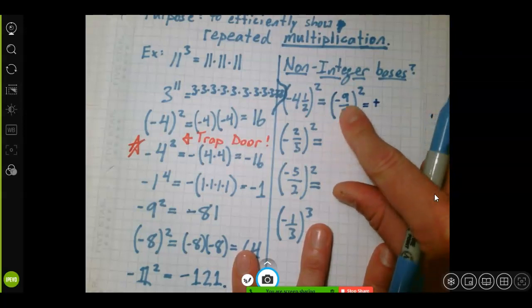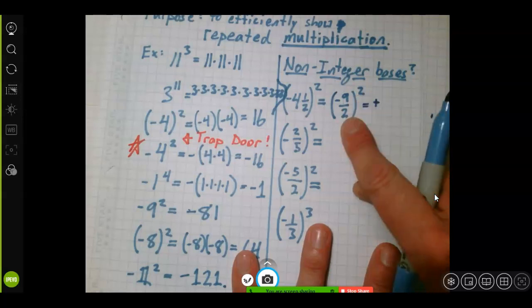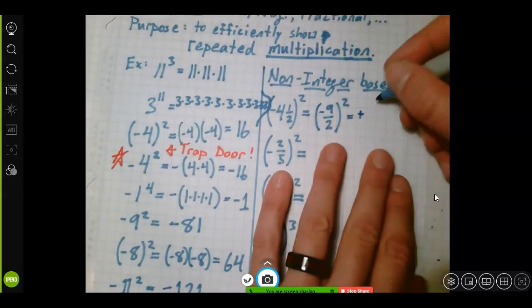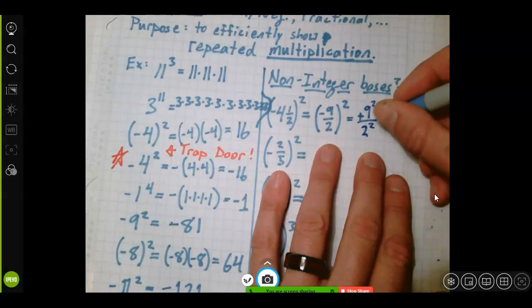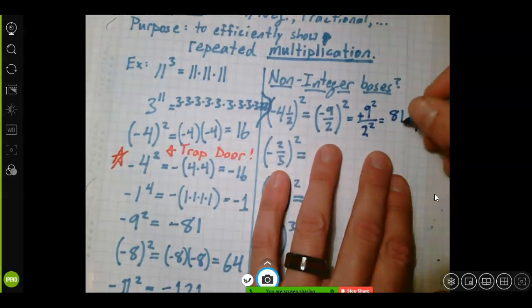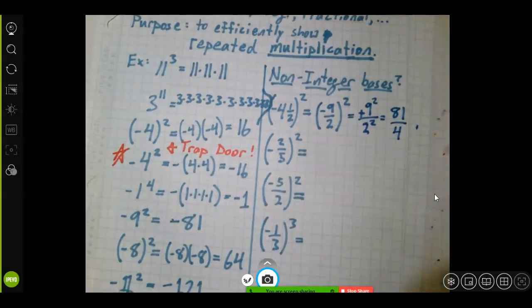Then we have to think about what is the numerator squared? What is the denominator squared? So we separately think about 9 squared and 2 squared, which is 81 and 4. I don't think that can be reduced. Any questions on that one?